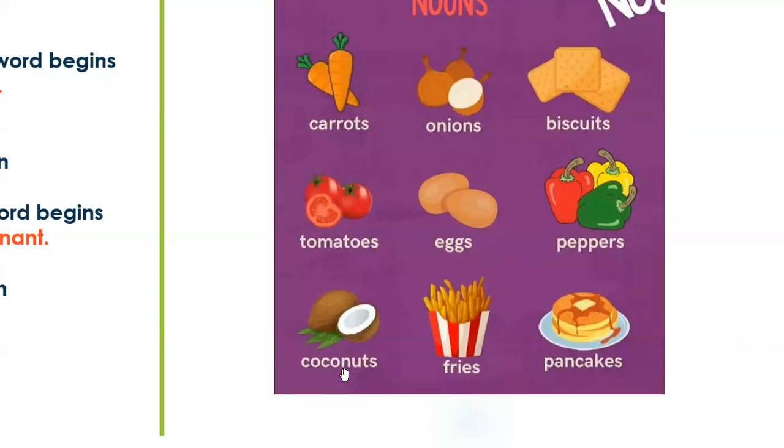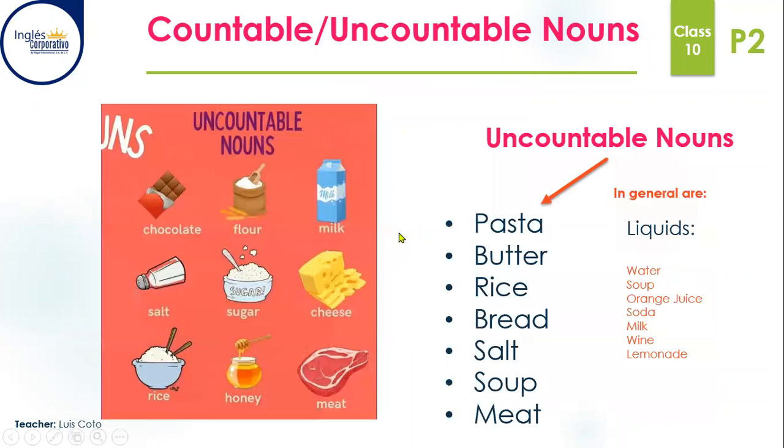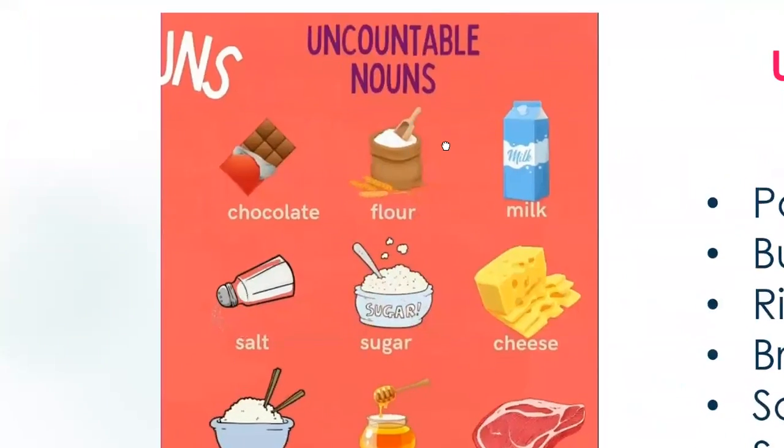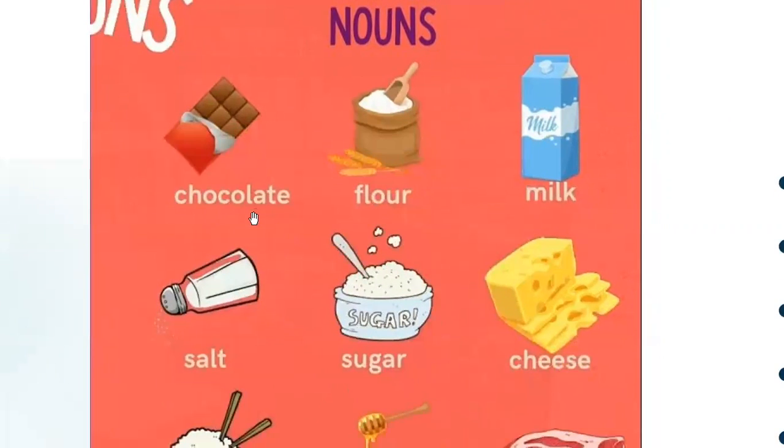A word. This one. Coconut. Do you like coconuts? Yes, I like. Delicious, right? And this one. Fries. Okay. I like pancakes. I love pancakes. Do you eat pancakes? Yes. In the morning, I like. For breakfast. Okay. Good. And these ones are the countable nouns. Okay. What about the uncountable nouns? Not counted, that you cannot count. 1, 2, 3, no.